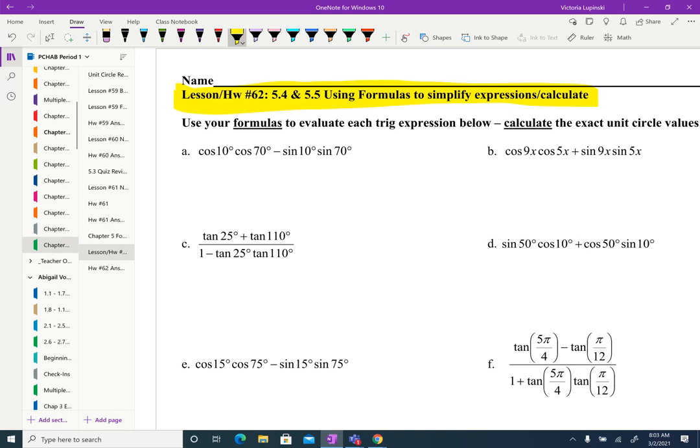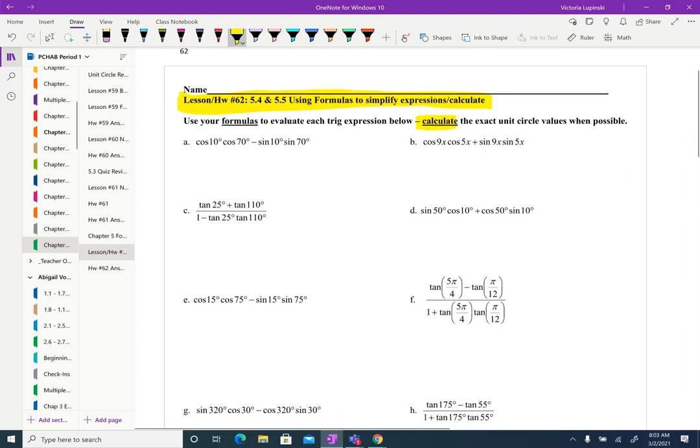So take a look at what the directions are saying. It's saying use the formulas to evaluate each trig expression, calculate the unit circle values as needed. So if you wind up with something on the unit circle, the sine of 60, the cotangent of 5 pi over 4, anything on the unit circle, you should actually tell me what it's equal to. For anything not on the unit circle, you can just leave it. And I think that will become clear in just a minute.